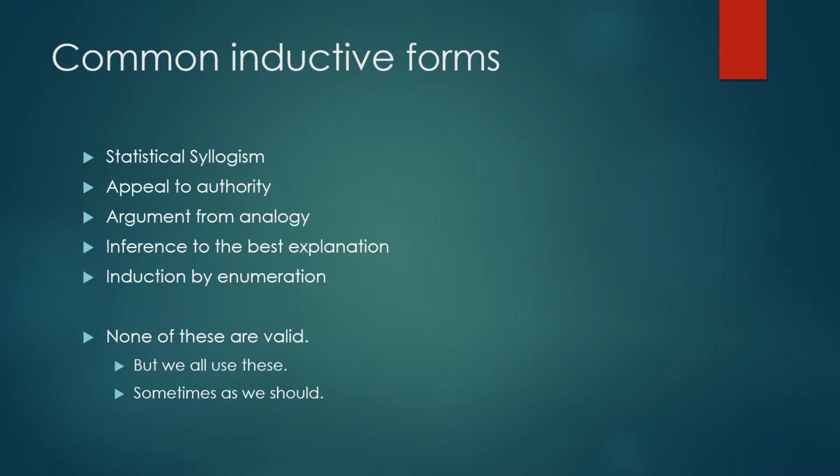Okay. Now, notice we're going to look at some common inductive forms. We just looked at statistical syllogism. The other ones we're going to talk about are appeal to authority, argument from analogy, inference to the best explanation, and induction by enumeration. Okay?